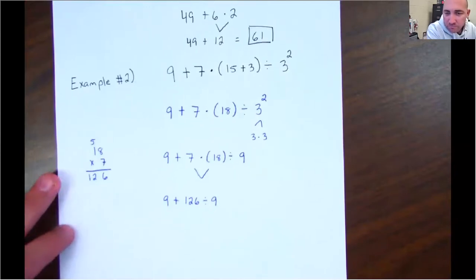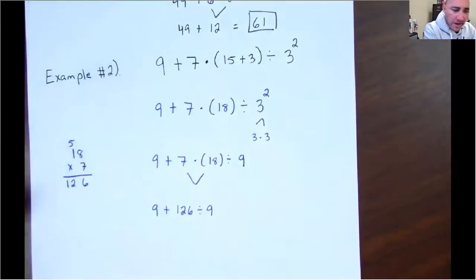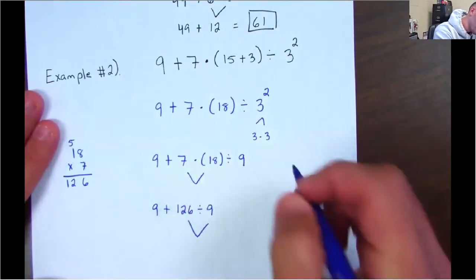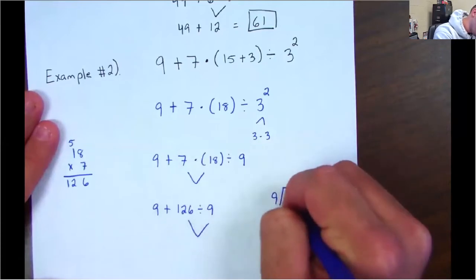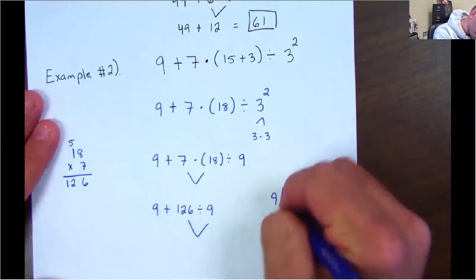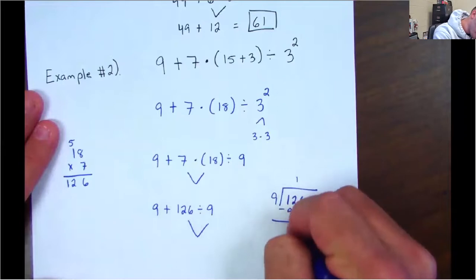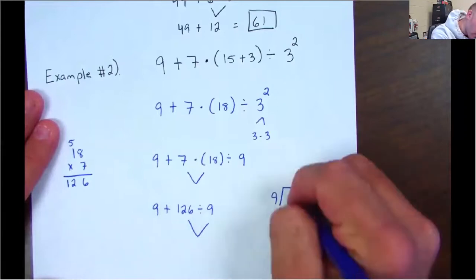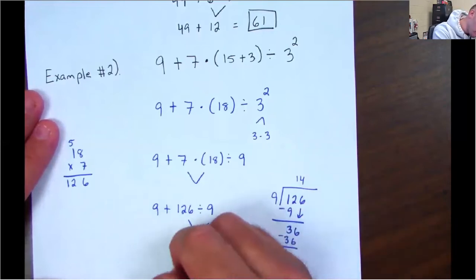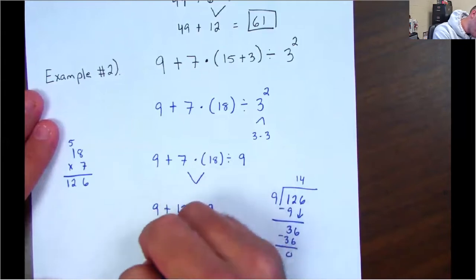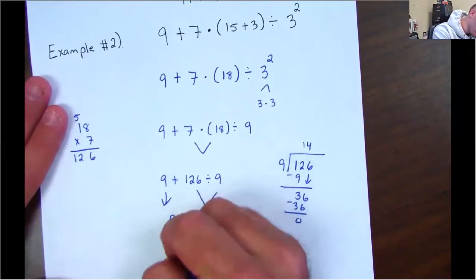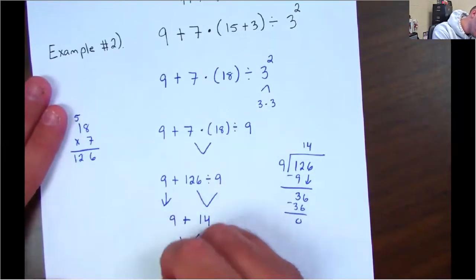All right, next step. Do I have another multiply or divide? I have a divide right here. So this is my next step. What is 126 divided by 9? Let's see. 9 can go into 12 one time. 9 can go into 36 4 times. So 126 divided by 9 is 14. Bring down the plus 9. Last step, what is 9 plus 14? Well, that'll give you 23.